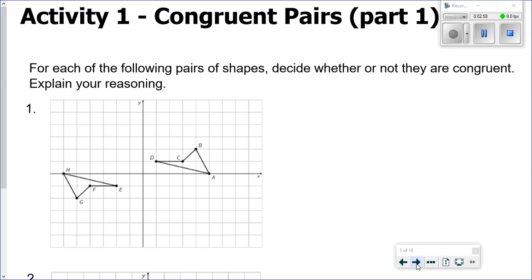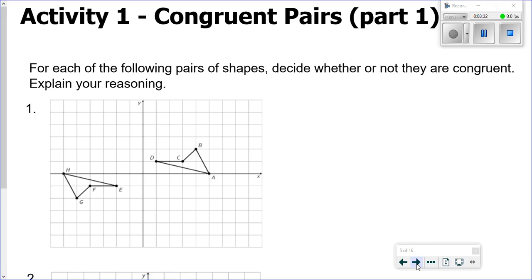For this next activity, we are going to be looking at pairs of shapes, and we are going to determine whether or not they are congruent. Please be sure for each example to explain your reasoning using details. At this time, I would like you to pause the video and attempt problems 1 through 4 on pages 71 and 72 in your workbook.